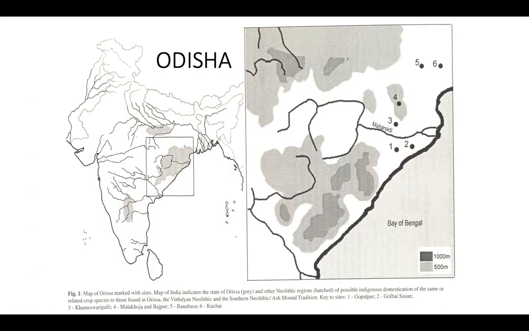Now coming to the Neolithic sites of Odisha. In Odisha, there are a few excavated Neolithic sites. For example, Kuchai, which was excavated by B.K. Thapar in 1964, and then later Golbai Sasan was excavated by Sinha in the 1990s. What is important here is the findings of the manufacturing sites as well as the habitation sites.